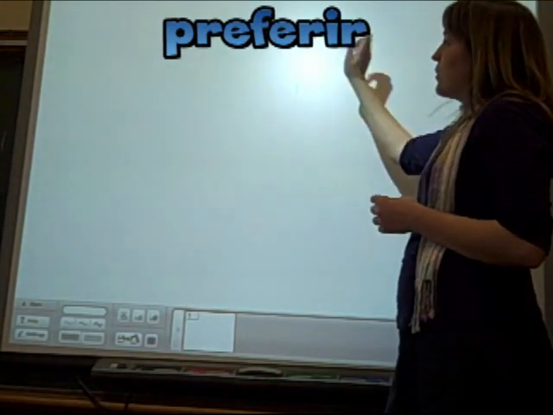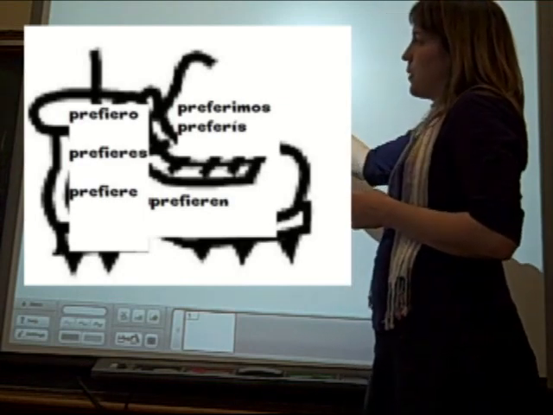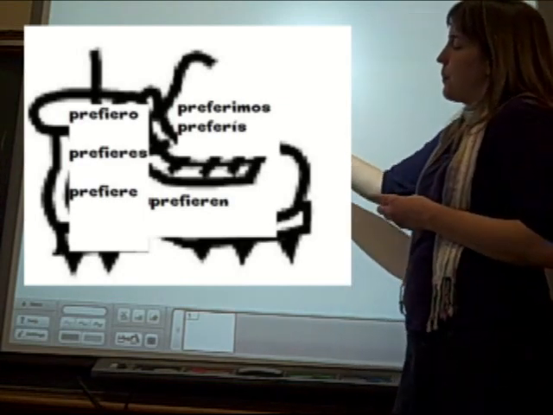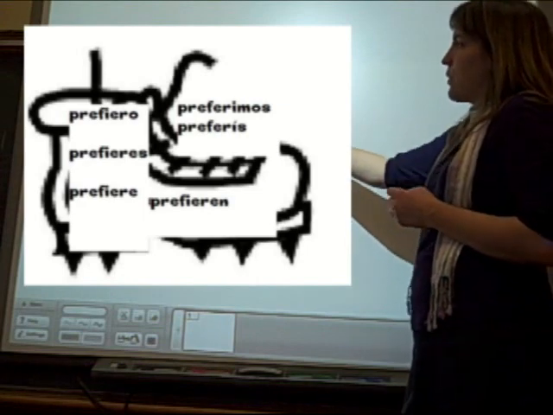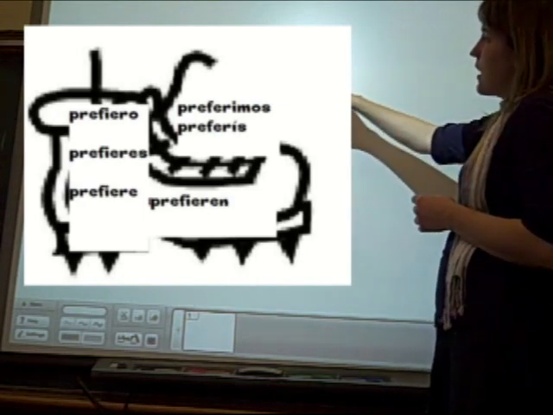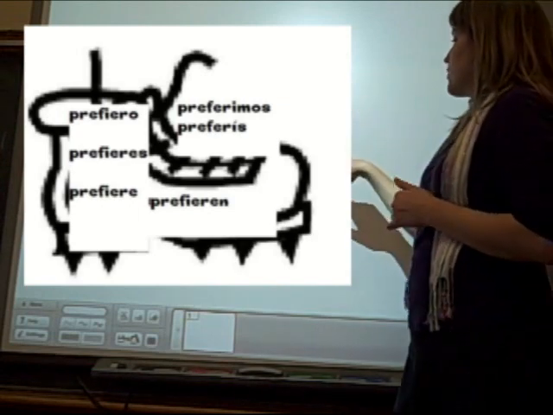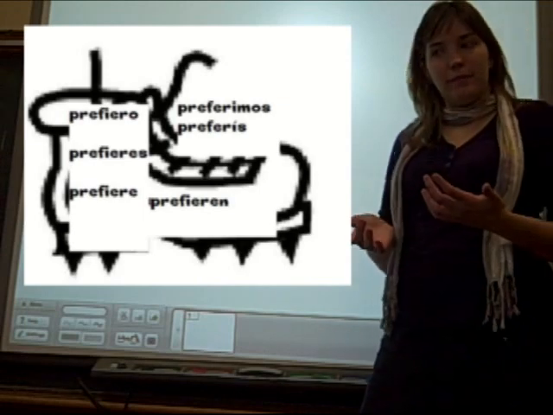And what you would end up with is then prefiero, prefieres, prefiere. See how we change the second E to an IE? Nosotros would stay the same, preferimos, vosotros would be preferís, and ellos, ellas, and ustedes would be prefieren. And that's it.